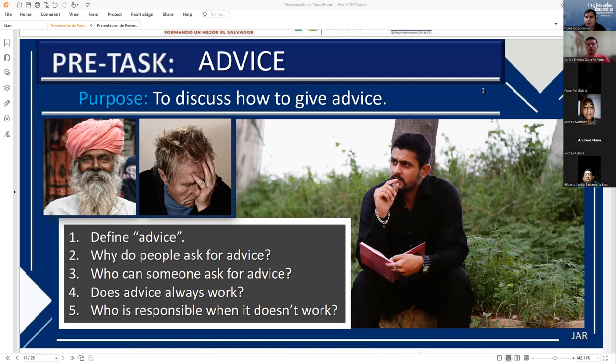Why suggested? Because the person who receives it is not obliged to take it. It's not obligatory for the person to accept that suggestion, right? So that is a piece of advice, okay?